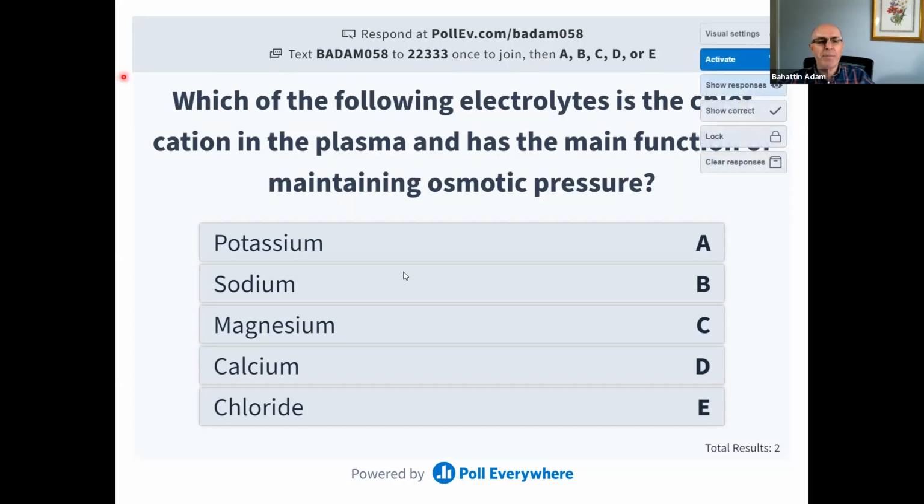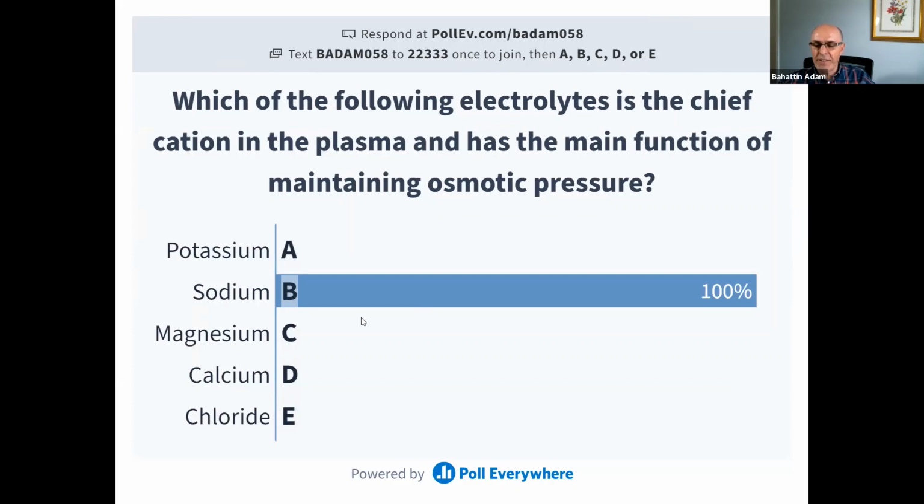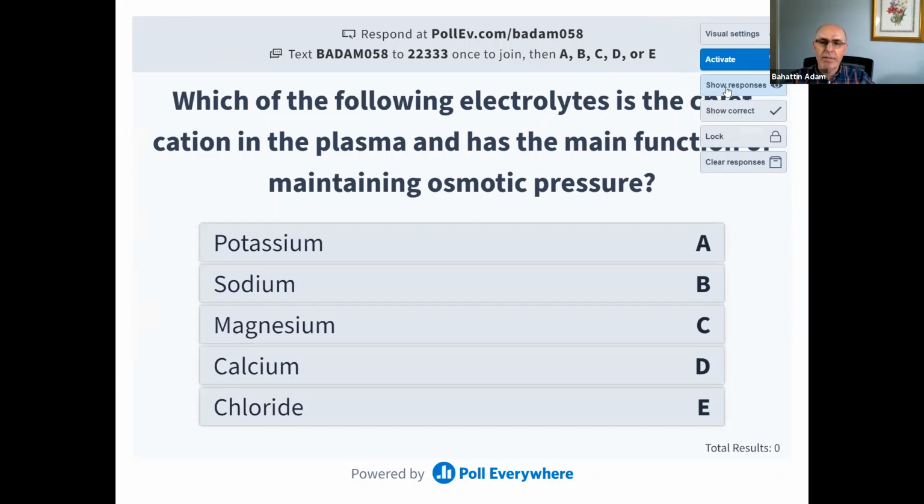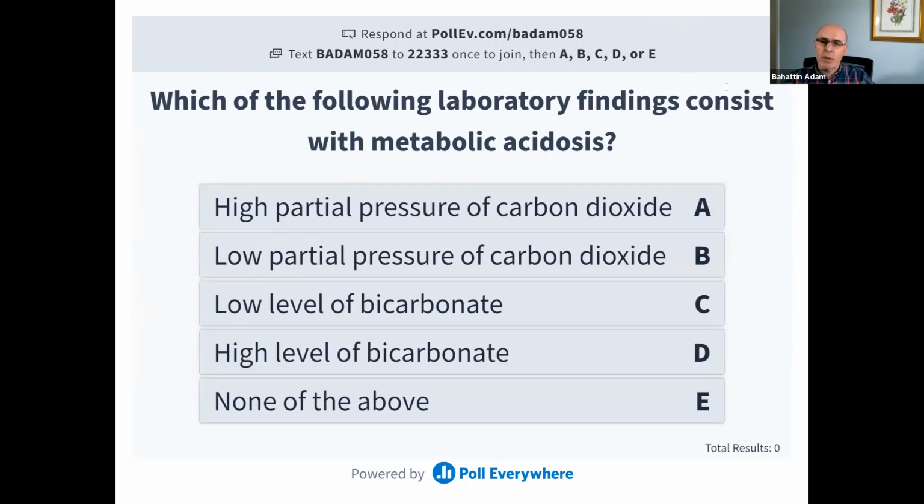Sodium is the correct answer. Good. Now, which of the following laboratory findings are consistent with metabolic acidosis?